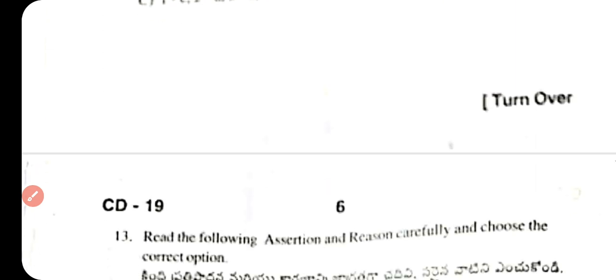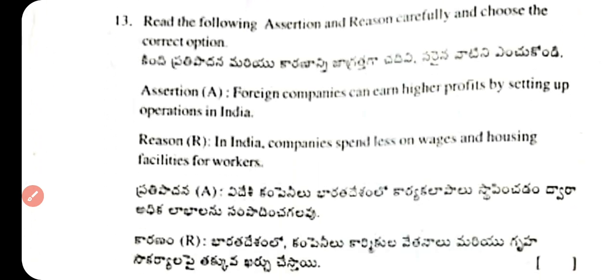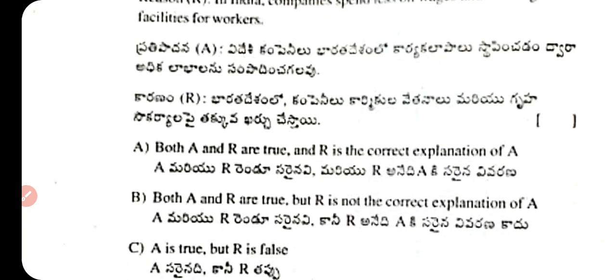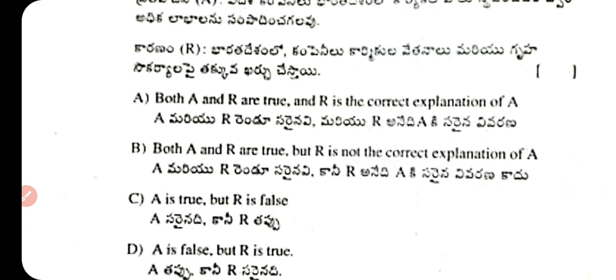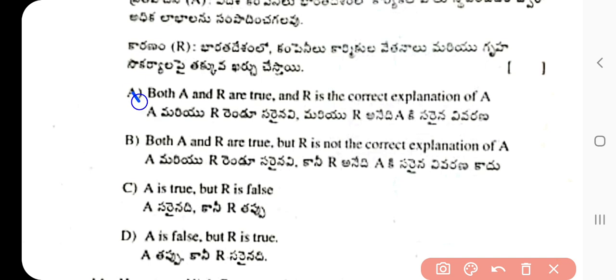Question number 13. Read the following assertion and reason carefully and choose the correct option. Option A is the right answer. Both assertion and reason are true, and R is the correct explanation of A.